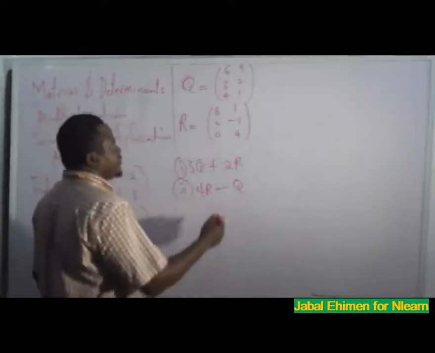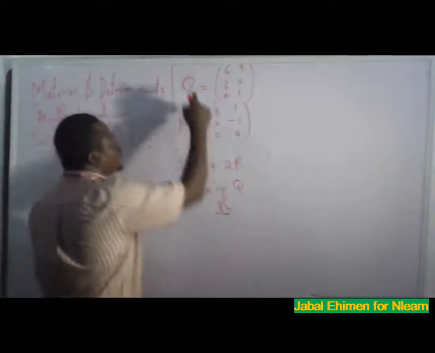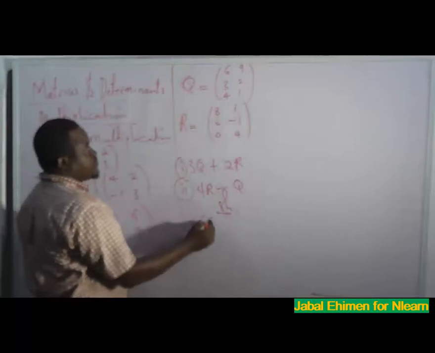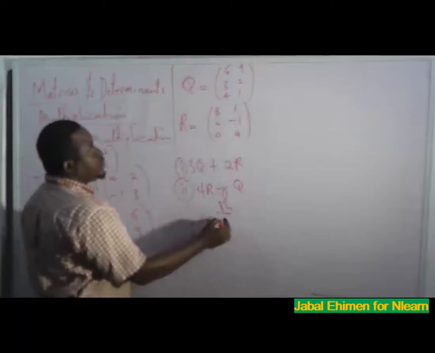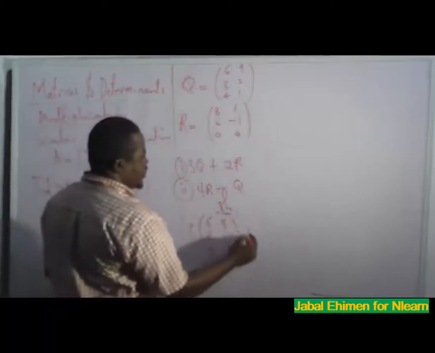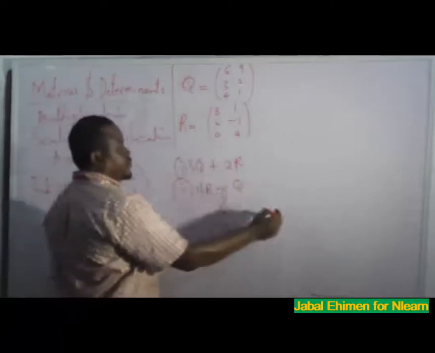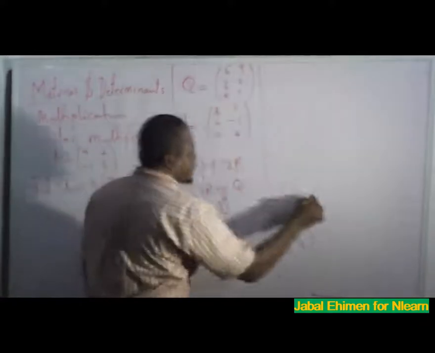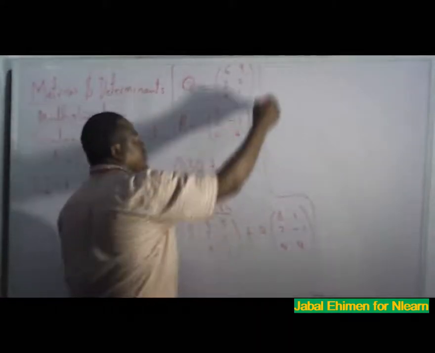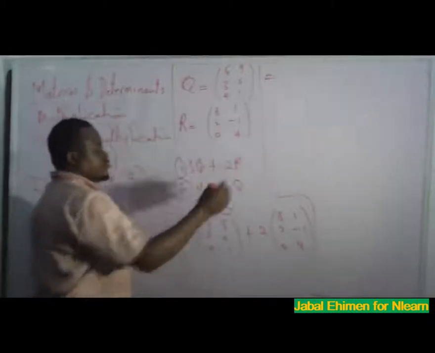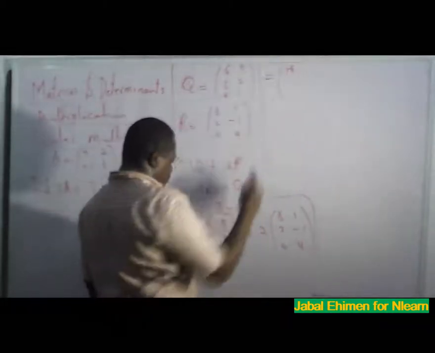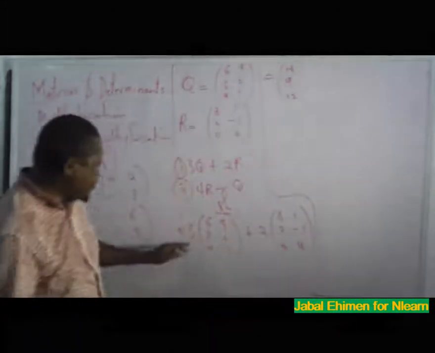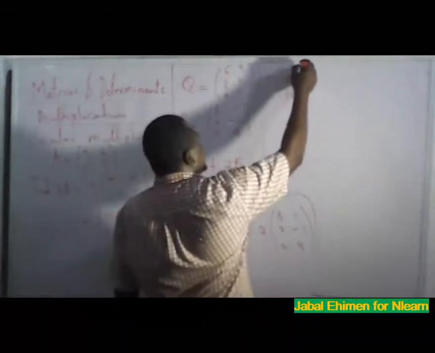Now from here it's easy. Let's just take the solution for that. For the first one, 3Q will be 3 times 6, 3, 4, 9, 2, 1, plus 2R, which is 2 times 8, 2, 0, 1, minus 1, 4. So automatically, 3 times this will give us 18, 9, 12, and if you multiply this again, that will give us 27, 6, 3.